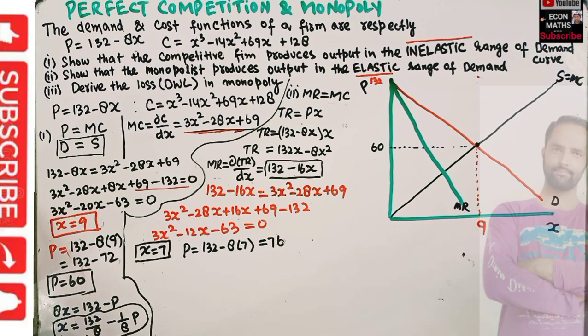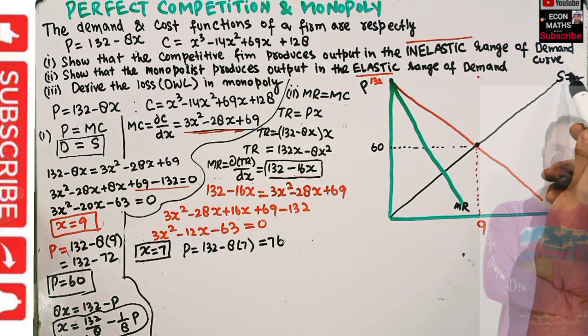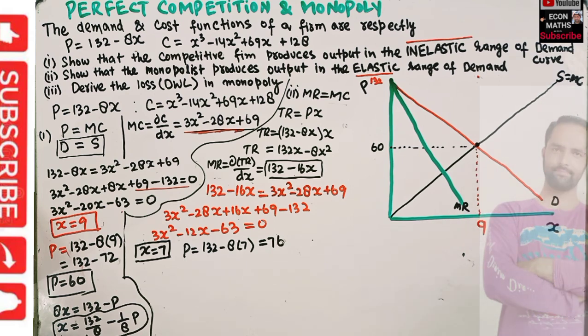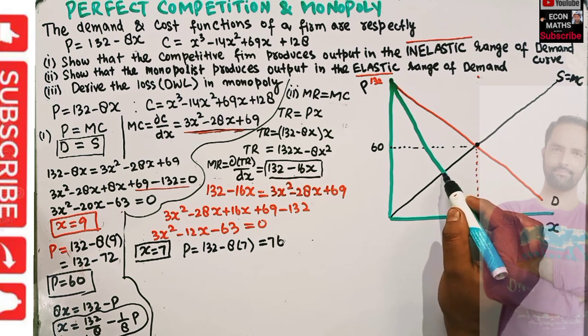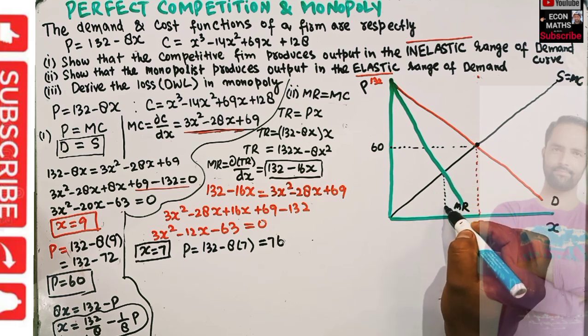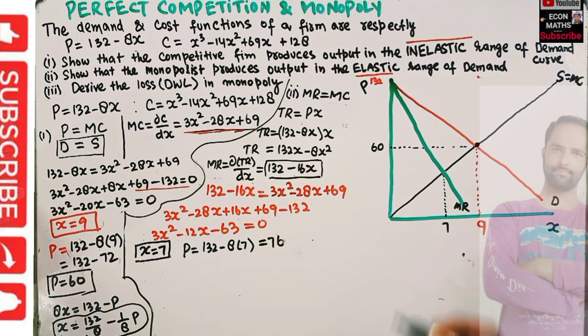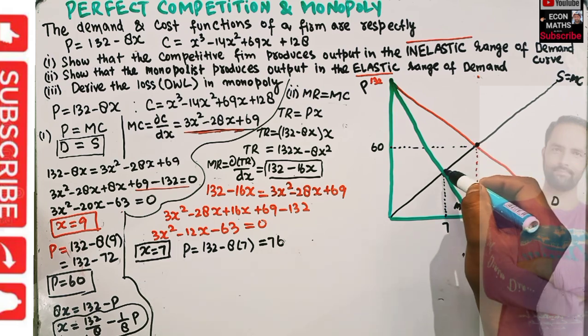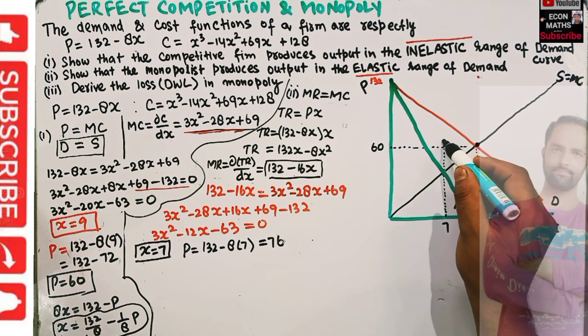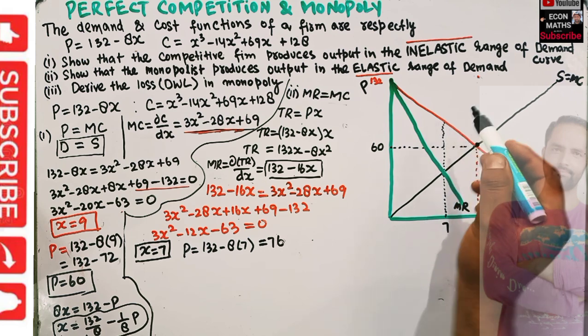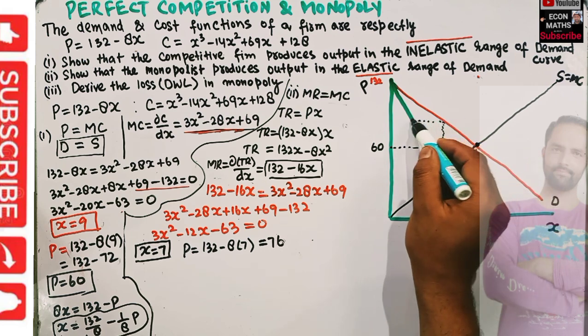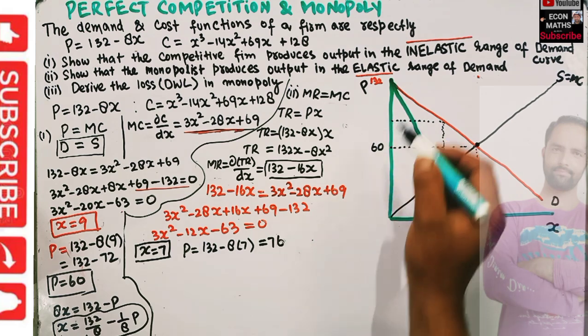Okay, so equilibrium occurs where the marginal revenue and marginal cost curves intersect. I have told you supply function is nothing but the marginal cost. So let us see, this will be the equilibrium condition in case of monopoly. So monopoly is producing 7 units, less than the perfect competition, and corresponding to this, what is the price? We have calculated the price also, I guess, here. So price is equal to 76.